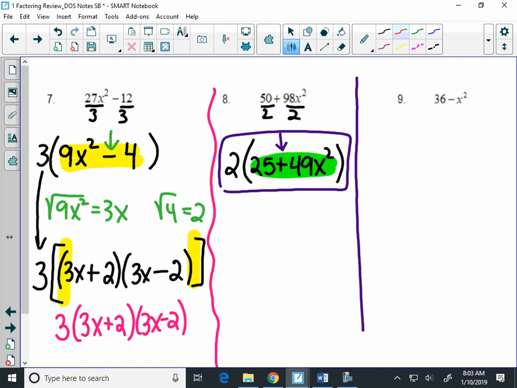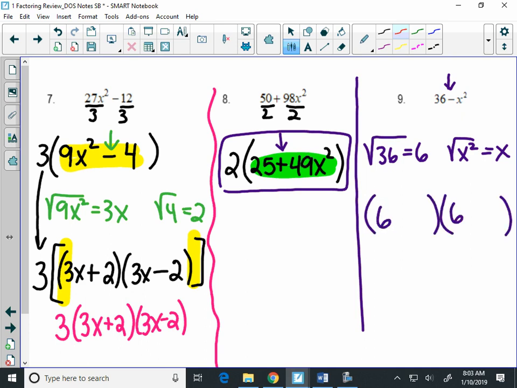Number 9, let's finish our last problem here. Do I have a GCF? No, 36 and 1 don't have a GCF other than 1. There is a minus sign, so I can do difference of squares. The square root of 36 is 6. The square root of x squared is x. I'm going to use the 6 and the x when I factor.